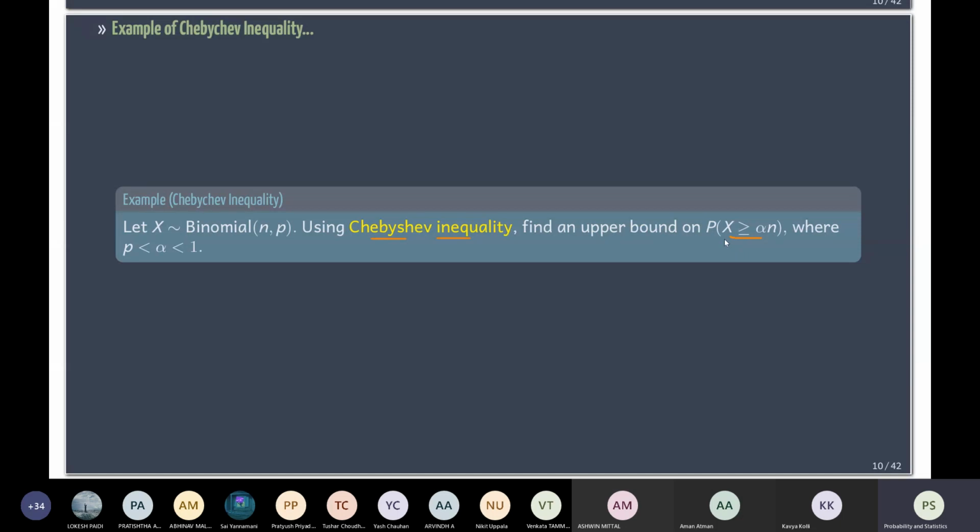Okay, so the Chebyshev inequality, what did it tell us? The probability that |x minus expectation of x| is greater than or equal to b is less than or equal to variance of x by b squared. So this was the Chebyshev inequality, right? So it will give a bound on that, but what we are supposed to find is this, right?